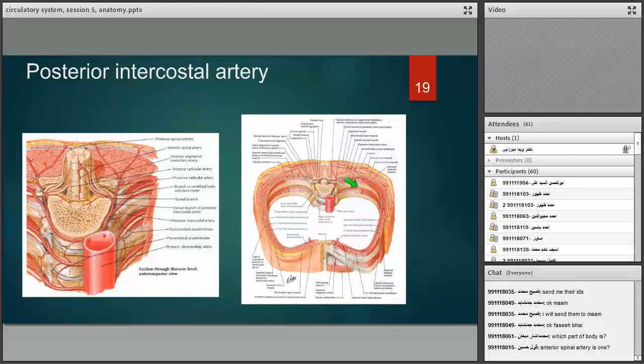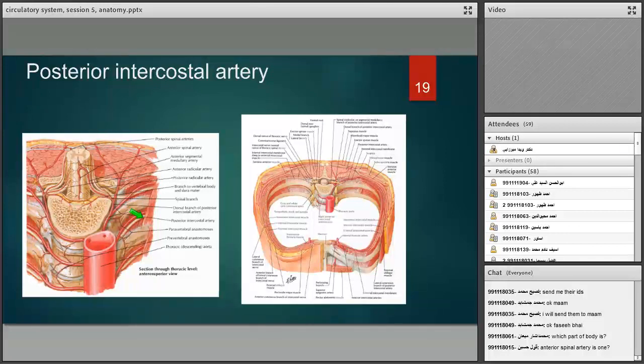So, in each intercostal space, we have three elements: a nerve, an artery, and a vein. These elements are placed on the upper side of the intercostal space. The vein, the artery, and nerve. Okay? Here we can see the vein. Vein is here, the artery, and nerve. V-A-N. Van. On the upper side of each intercostal space.